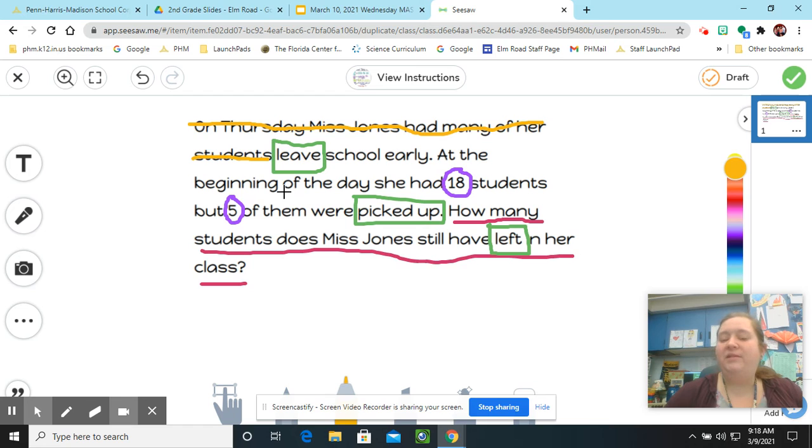We do know that at the beginning of the day, she had 18 students. I think that's pretty important. 5 of them were picked up. That's also important information. How many students does she have left? So really, the information that tells us that it was a Thursday, that's really something that we don't really need to know. So that's something that we can eliminate.